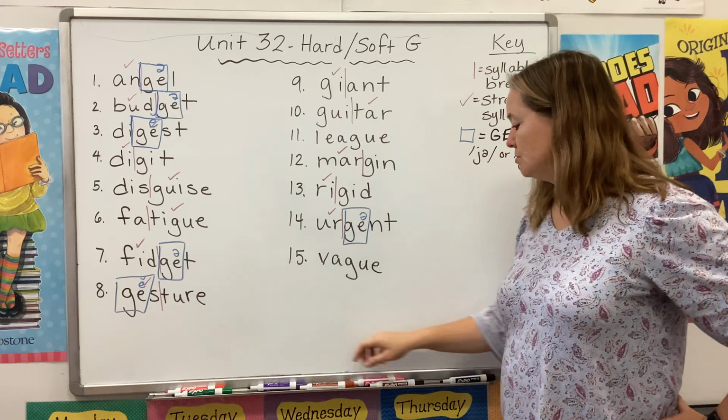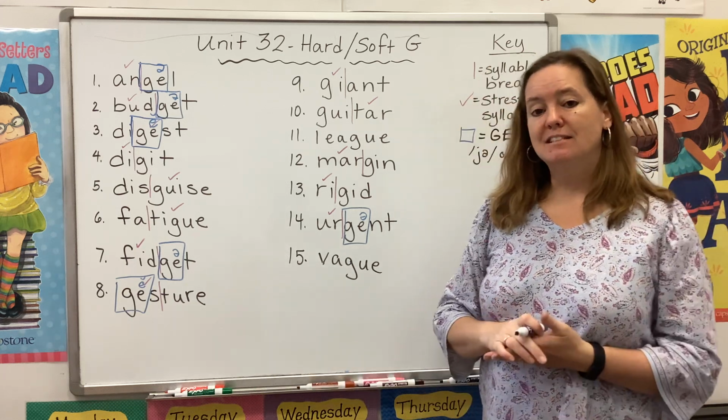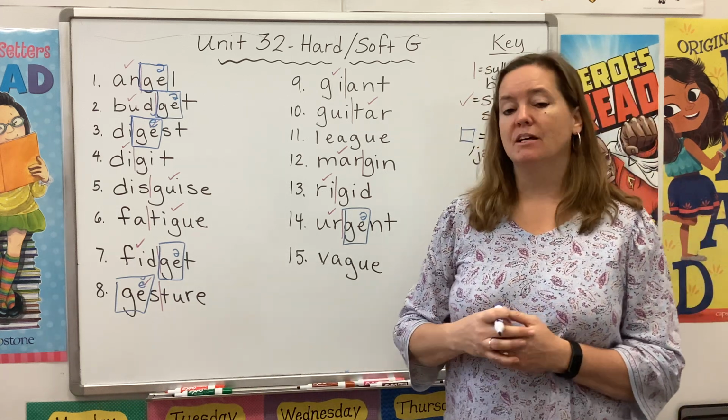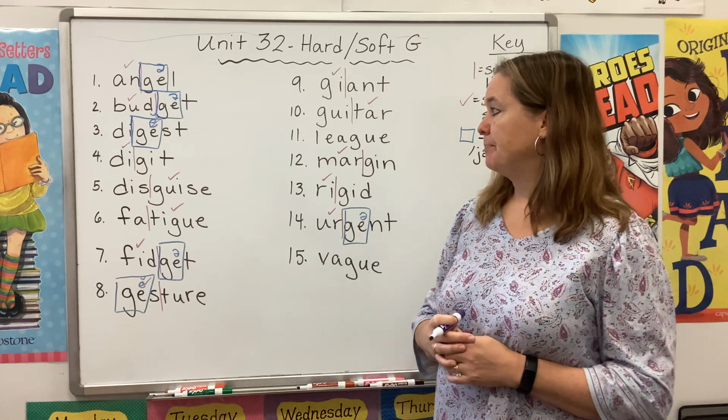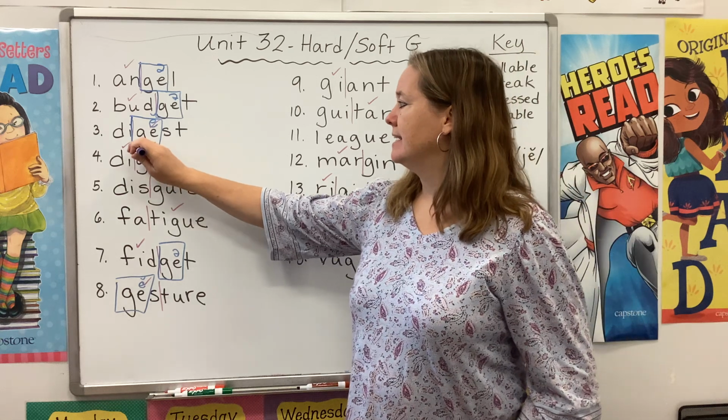Okay, let's choose another color. And this time let's look for GI because we know that I can also soften the G. So we see it here in digit.